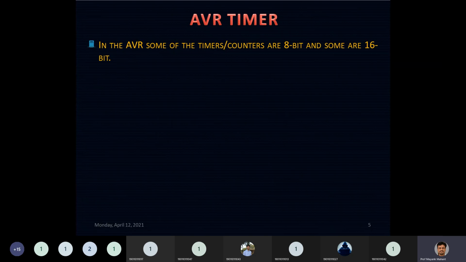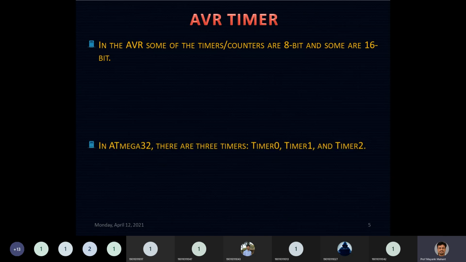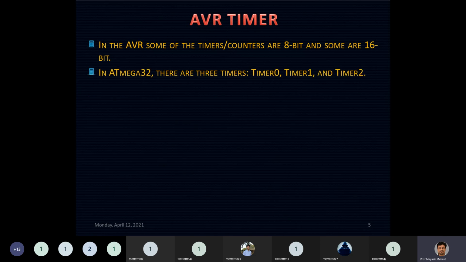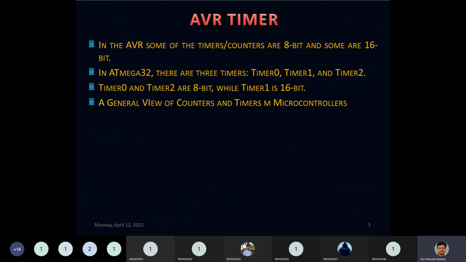In an AVR, some of the timer counters are 8-bit and some are 16-bit, depending upon which timer counter you are using. Suppose I talk about the AVR Atmega 32: it has 3 timers, timer 0, 1 and 2. Out of these, timer 0 and timer 2 are 8-bit, but timer 1 is 16-bit. So we have already seen that there are 3 timers, 0, 1 and 2, where 0 and 2 are 8-bit while timer 1 is 16-bit.